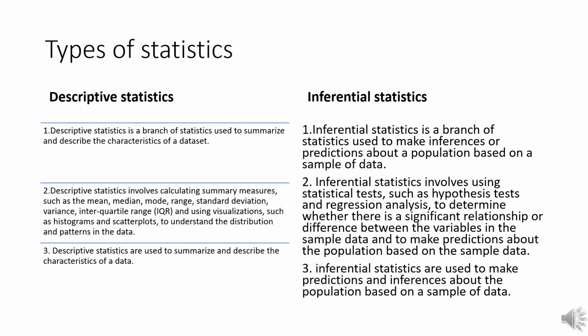Types of statistics. Descriptive statistics. 1. Descriptive statistics is a branch of statistics used to summarize and describe the characteristics of a dataset. Inferential statistics. 1. Inferential statistics is a branch of statistics used to make inferences or predictions about a population based on a sample of data.